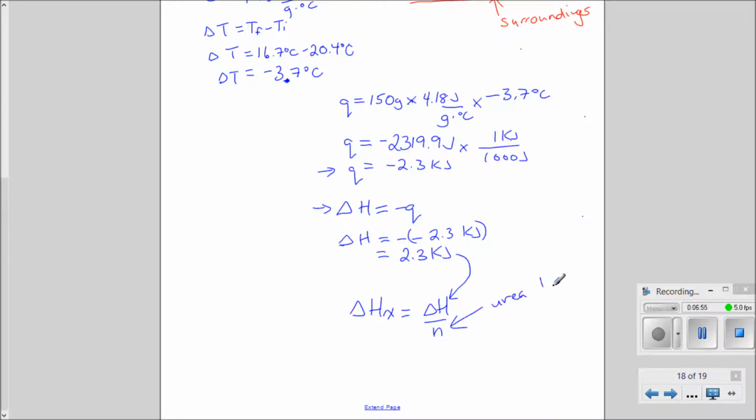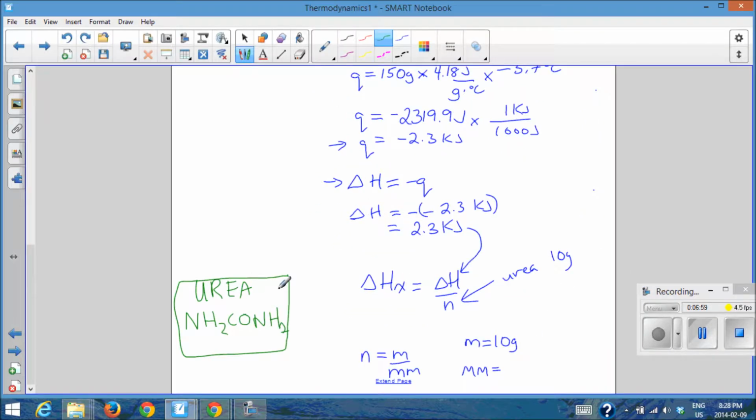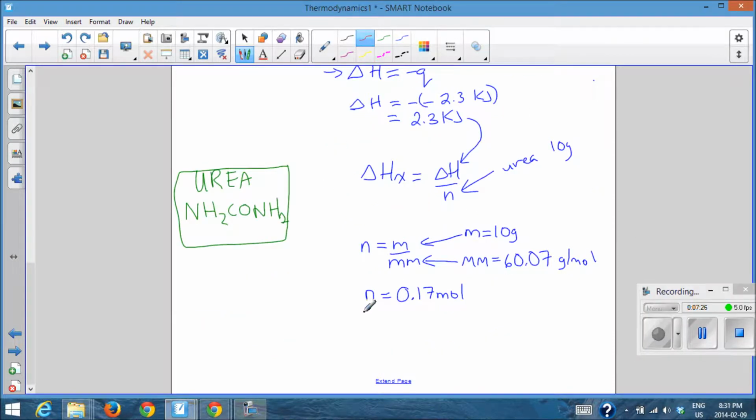So we're going to take our 10 grams of urea and convert it to moles. Recall our formula for urea is NH2CONH2 again. We have to add up all those elements to 2 decimal places and write down that molar mass. The molar mass I got was 60.07 grams per mole. Let's substitute these into our equation to find moles, and we will calculate the amount of moles of urea in our system. I got 0.17 moles.